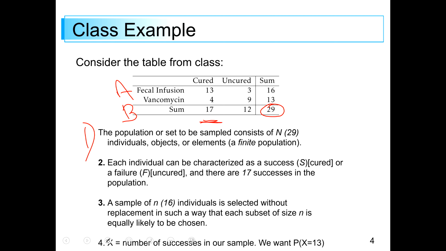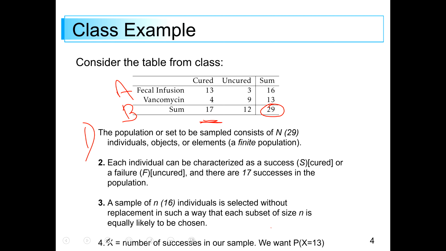And so a sample of 16, that's our random sample in treatment A, is selected. And each subset of size 16 is equally likely to be chosen. Yeah, we just randomly selected 16 people, so that's absolutely true. What do we care about? The number of successes in our sample. So in this case, we want to know what's the probability we have 13 successes in a sample of size 16.